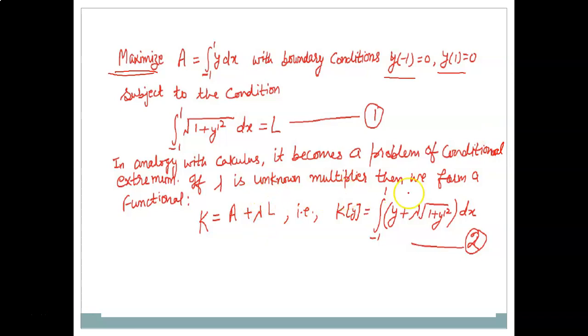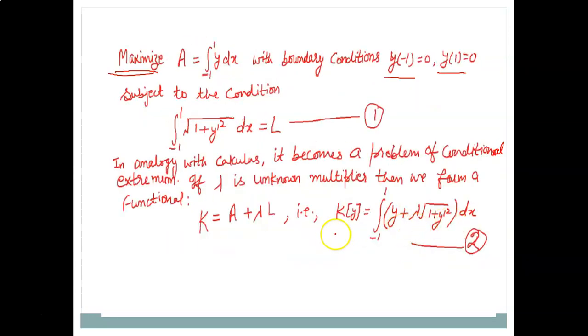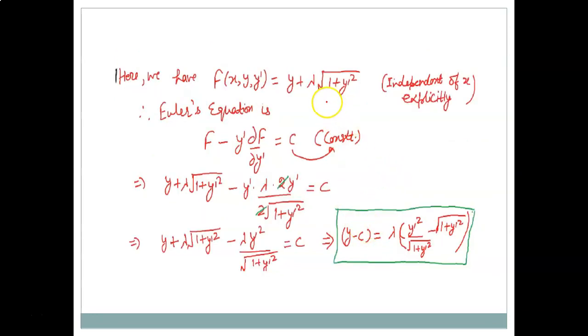If lambda is an unknown multiplier, then we can form a new functional K equal to A plus lambda L, or we can write K[y] as the integral from -1 to 1. So here A plus lambda L gives this, and here lambda is some unknown multiplier that can be determined with the help of these boundary conditions and the constraint. Now from this functional, capital F can be considered like this, which does not explicitly depend upon x. So the Euler equation reduces to this form, where c is a constant. This is case one of the Euler equation.